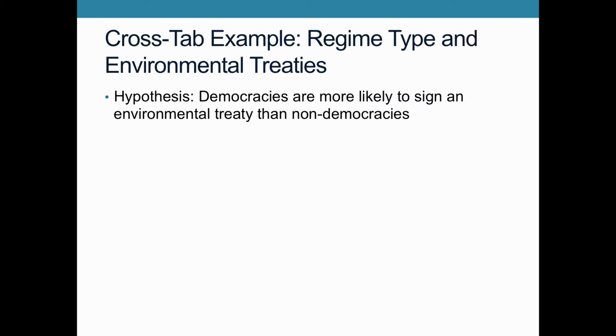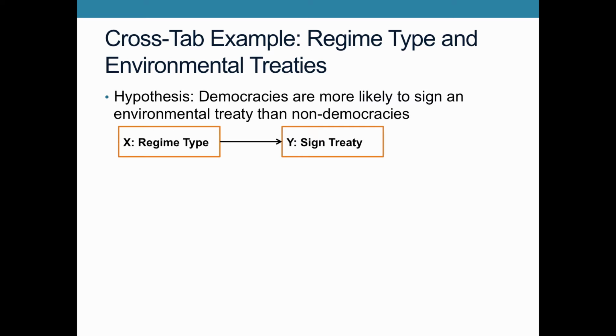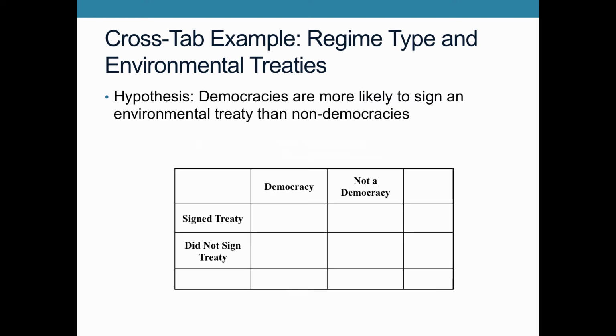Reviewing what we've talked about in setting up causal diagrams, the independent variable here is regime type, whether a country is a democracy or not a democracy. And we think that it has a causal relationship with y, our dependent variable, whether or not the country has signed a treaty. If we were to put this into a crosstab, we have signing the treaty and not signing the treaty. Our rows, going across this way, are the dependent variable, right? Whether or not they sign the treaty. And then our columns are the independent variable, whether a country is or is not a democracy.